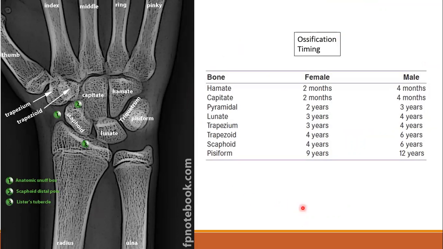Make sure you know ossification timing. This is a very easy question for them to throw at you. So just remember hamate and capitate ossify first, pisiform ossifies last, and get a general idea of all the others in between. Because I don't know how specifically they'll question you on this, but this is a very easy question to throw out. And this is a fairly good x-ray to help you identify the bones.